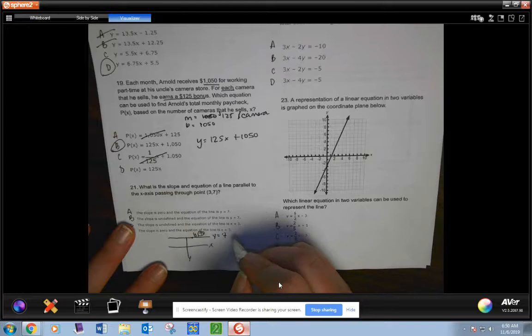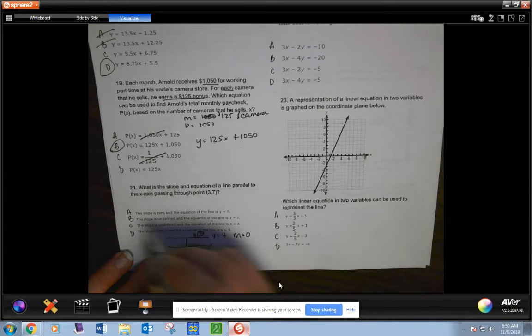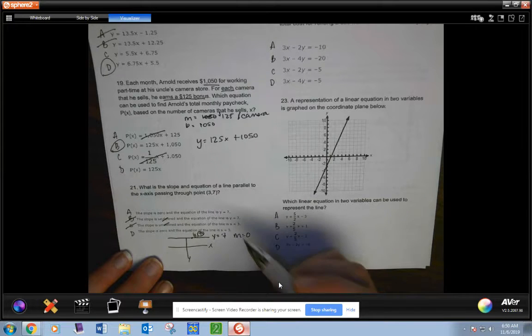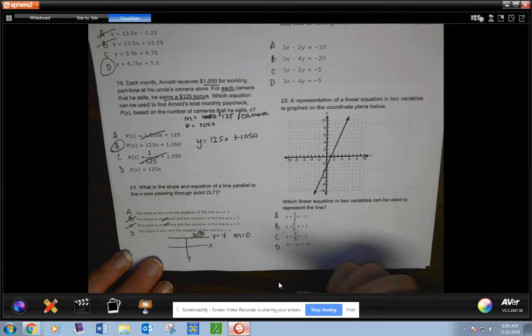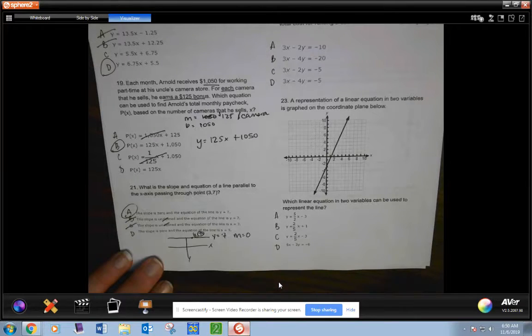And this kind of line has a slope of 0 because it's straight across. So the first thing I'm going to do is get rid of B and C because it's not an undefined slope. And then my options are y equals 7 or x equals 3. Since this line is a y equals, I'm taking A as my answer.